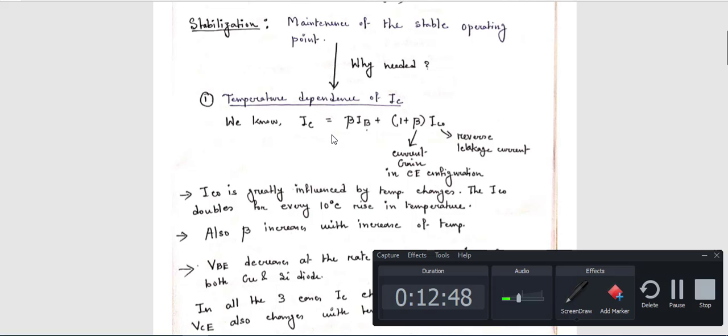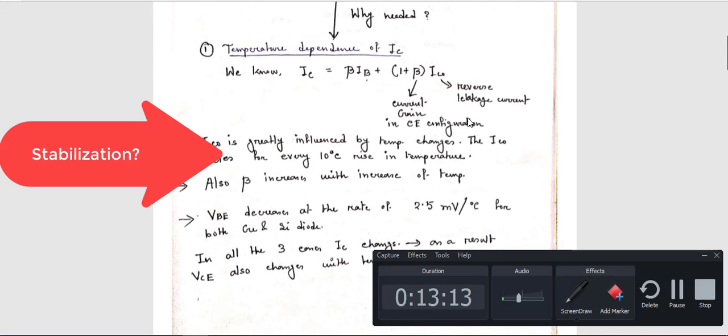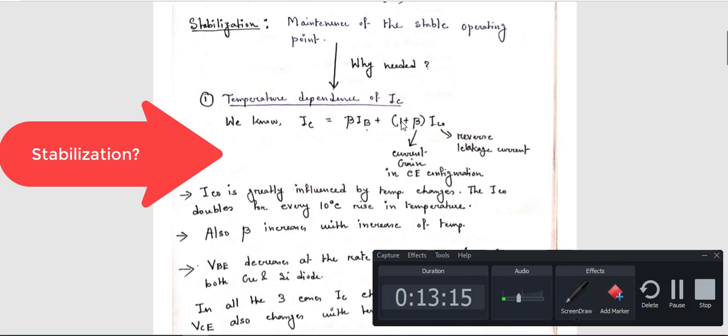That means if you don't have any stabilization circuit, then what may be the problems? If you know these are your problems, you can rectify them by using the stabilization process. That means first you have to know the problems which occur if stabilization is not done properly. First is temperature dependence of IC. What is IC? IC means collector current of a transistor.